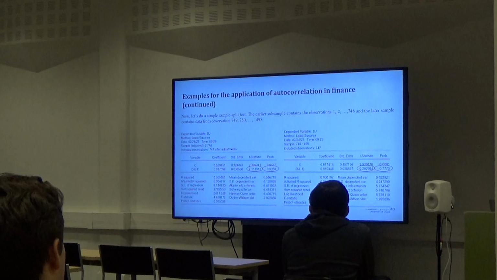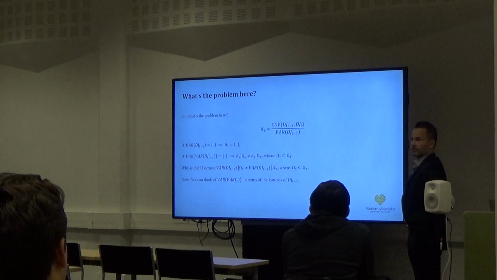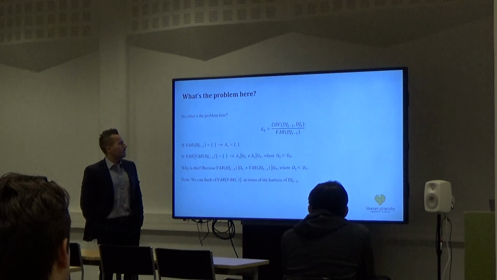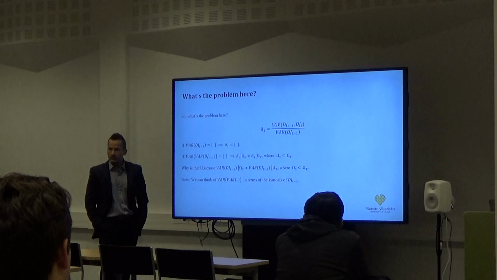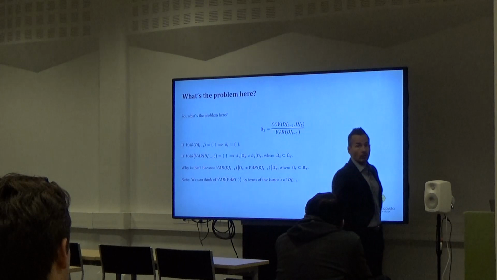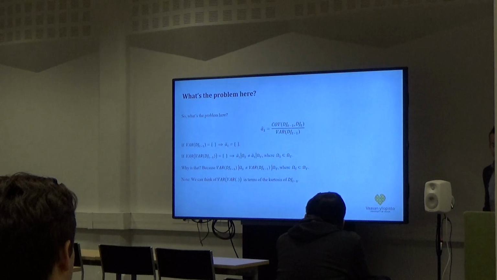So what's the problem here? We talked about it earlier in this course, because this is what the course is all about, actually. So how is the A1 hat defined? Hat, because it's an estimate, okay? It's defined as the covariance of the Dow Jones and the lag Dow Jones, divided by the variance of the lag Dow Jones. And the variance of the lag Dow Jones is, in essence, the same as the variance of the Dow Jones.